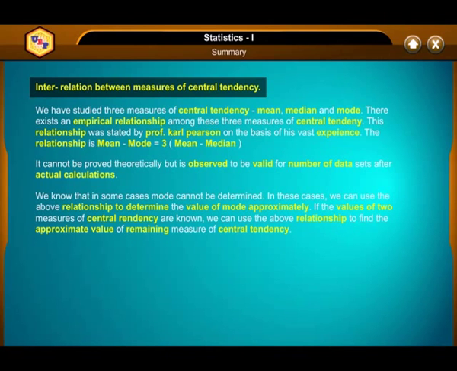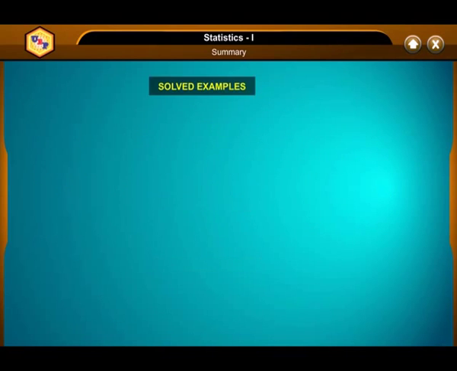We know that in some cases mode cannot be determined. In these cases, we can use the above relation to determine the value of mode approximately. If the values of 2 measures of central tendency are known, we can use the above relationship to find the approximate value of the remaining measure of central tendency.